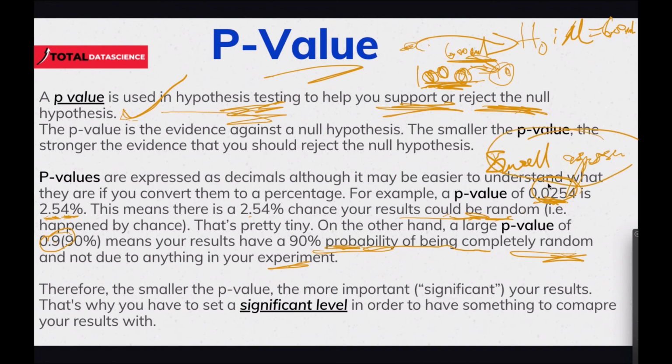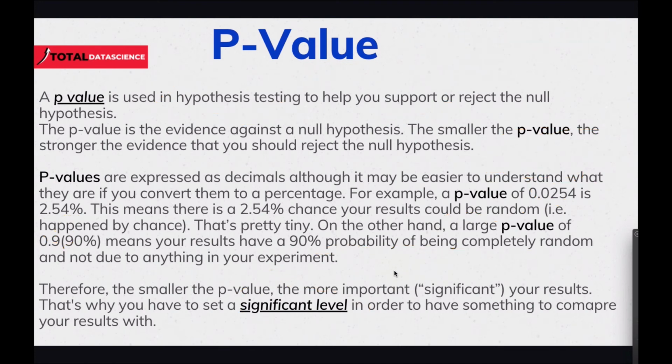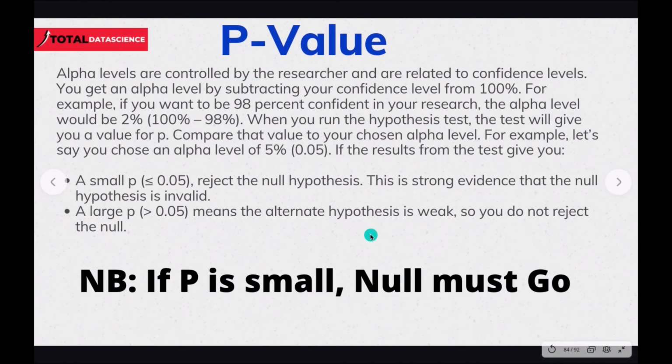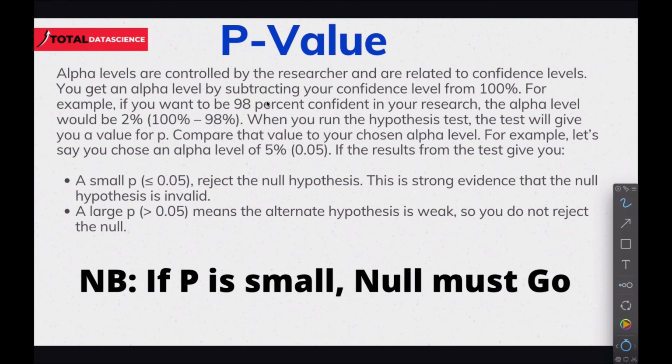But how small your p-value can be, this is another thing that you need to check. That's why you need to set something that you can compare your result with, right? That's when the concept of significance level comes in. So you need to have something that you can compare the p-value with. Let's see this significance level and then compare the two, the significance level and the p-value. Now, if we want to talk about the confidence level or the significance level, what we can talk about is the alpha value or the alpha level, right? And this is controlled by you, the researcher. You just choose the confidence level that you want.